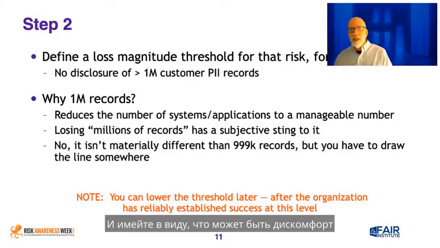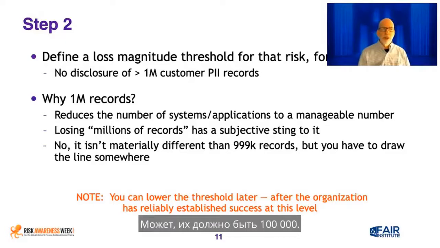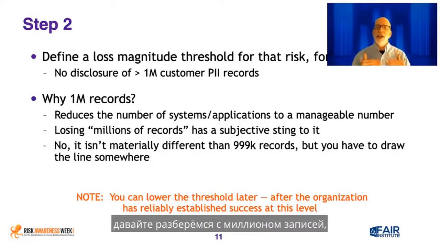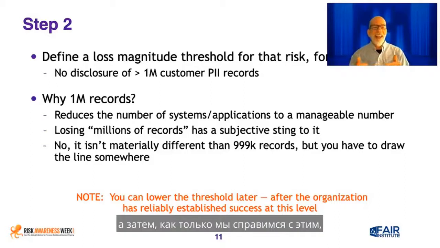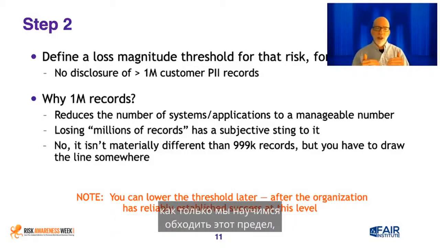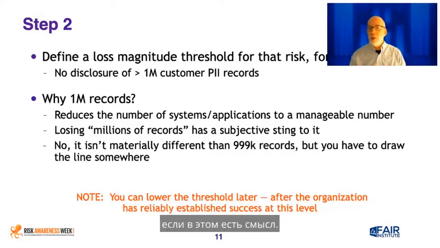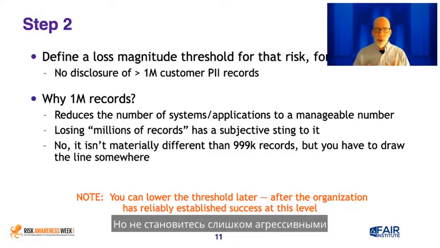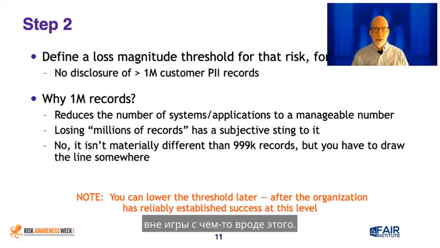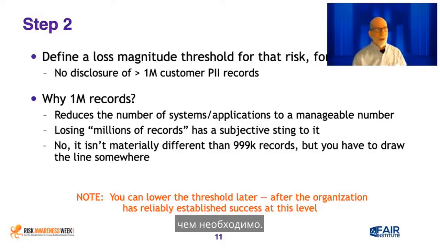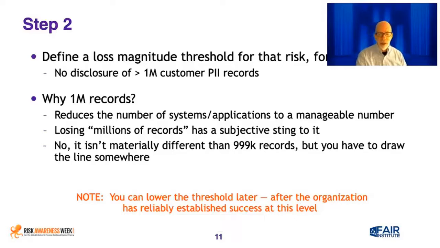And keep in mind that there might be discomfort around 1 million records. Maybe it should be 100,000. You can get to that, right? Let's get it right at 1 million records. And then once we've nailed that, once we've become good at managing around that threshold, then we can lower our thresholds and become more aggressive in our risk management, if that makes sense. But don't get too aggressive out of the gate with something like this. I think that's a recipe for more challenge and pain than is necessary.